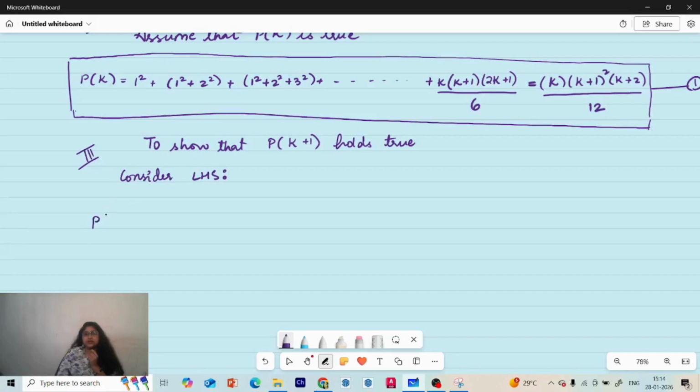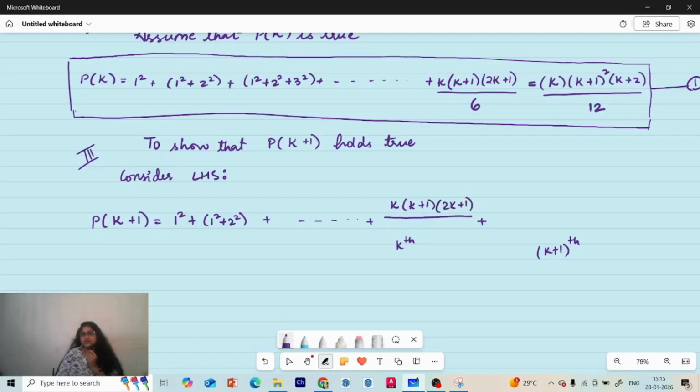Okay, so what happens? Let's replace K with K plus 1. So it will become 1 square plus 2 square and so on. So here you see there is the kth term plus the K plus 1th term also. Okay? So we will write both the values. Kth term is K into K plus 1 into 2K plus 1 by 6. K plus 1th term, what is that? You have to replace K with K plus 1. Instead of K, now you will write K plus 1. So what will happen?